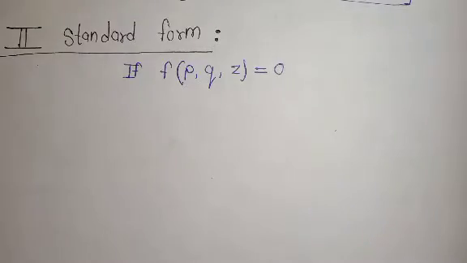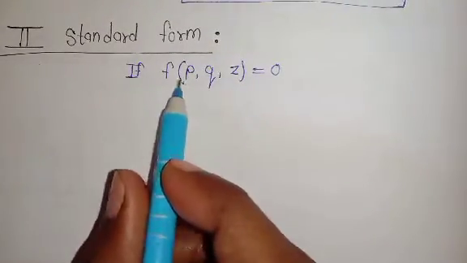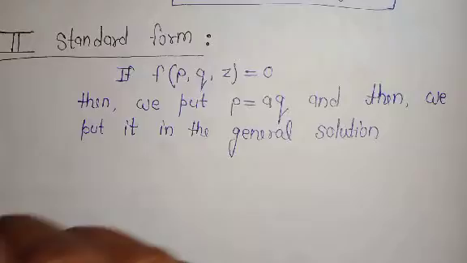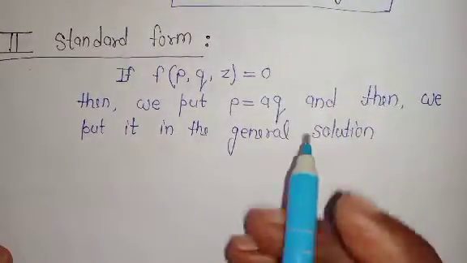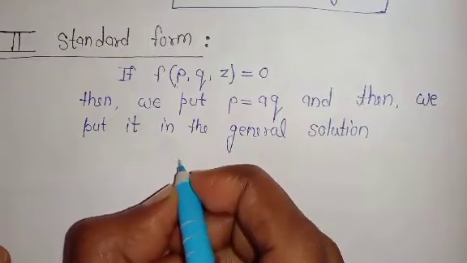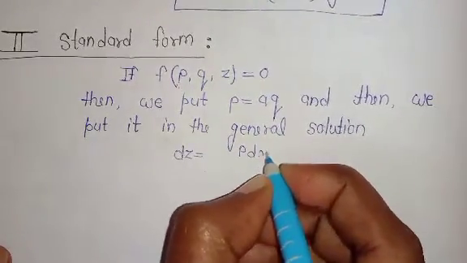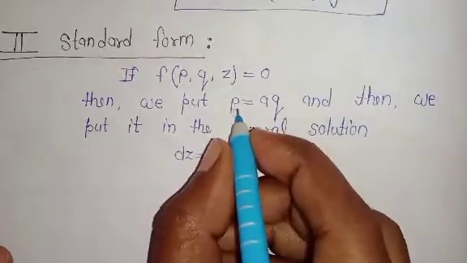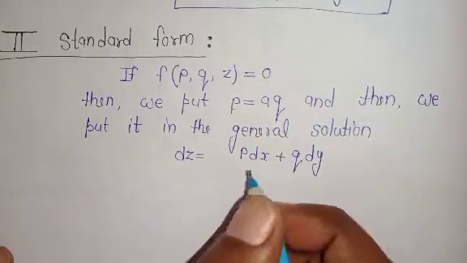In this case, we put p is equal to aq and then we put the values of p and q in the general solution so that we can find the exact general solution. So we put p is equal to aq and then we put it into the general solution, and what was the general solution? That was dz is equal to p dx plus q dy. So in the place of p we put aq and then we just integrate it.